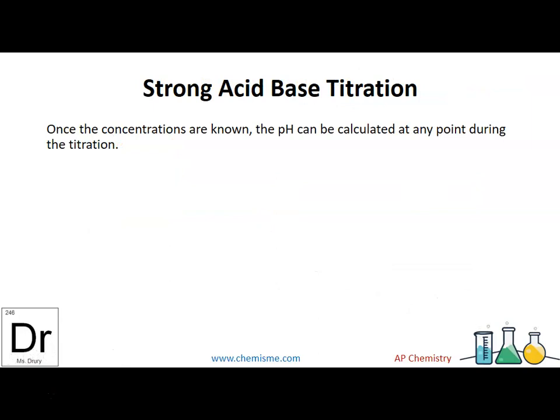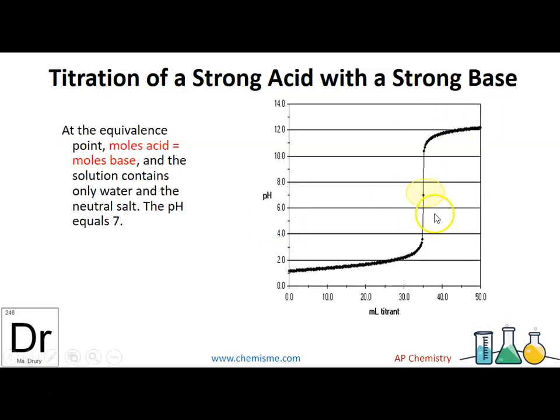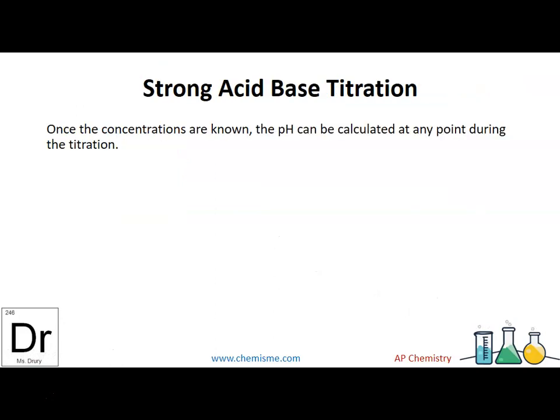Once the concentration is known, the pH should be able to be calculated at any point. So this was generated probably by a pH probe, which we'll use eventually, a device that is put into the solution to measure it. But you should also be able to measure it and calculate it on your own. So here are the steps.